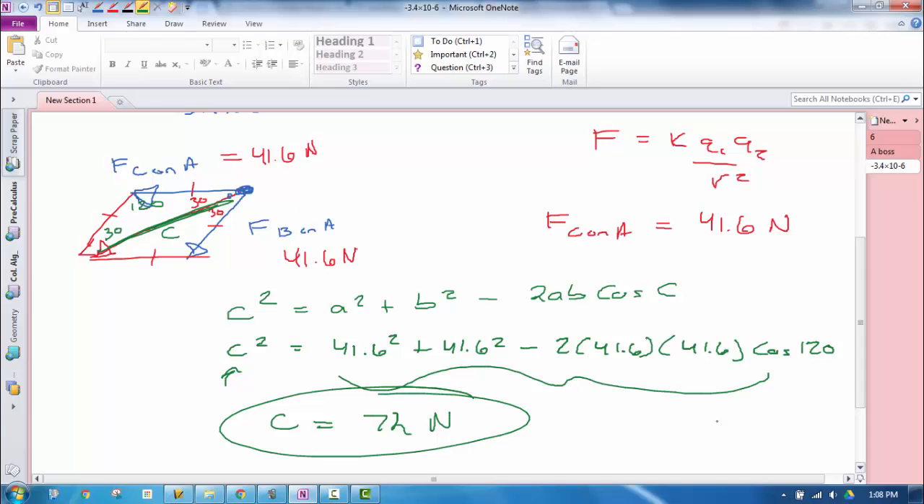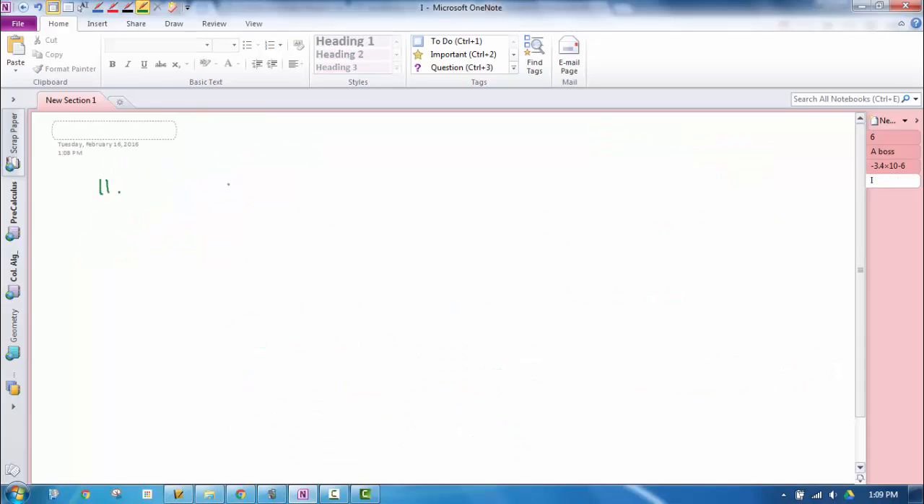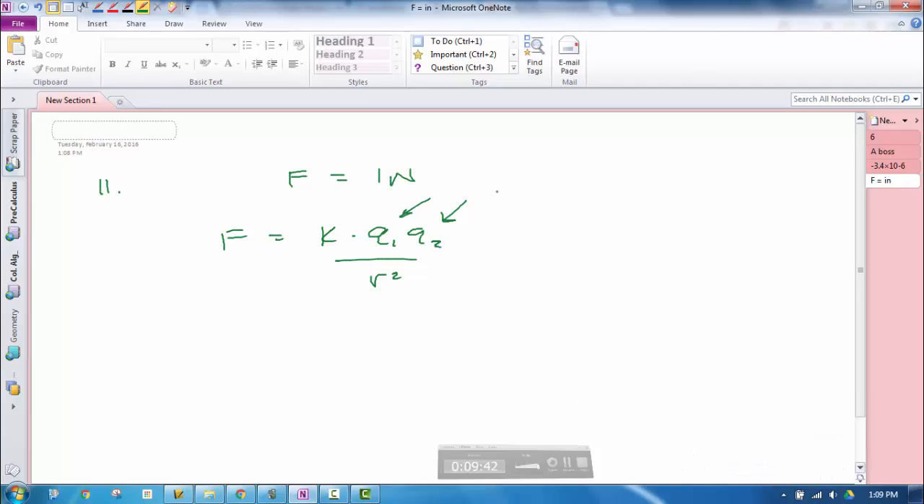Next question, number 11, says how far apart will two electrons need to be to exert a repulsive force of 1 newton? So we're just going to fill out Coulomb's law with the electron. These are 2 electrons, so I'm going to put the charge of an electron in here. 1.6 times 10 to the negative 19 coulombs is the charge of an electron, so that goes in for both Q1 and Q2. The force we said was 1 newton, so just plug everything in. You know that K is 9 times 10 to the 9th, and you're solving for R in this case.